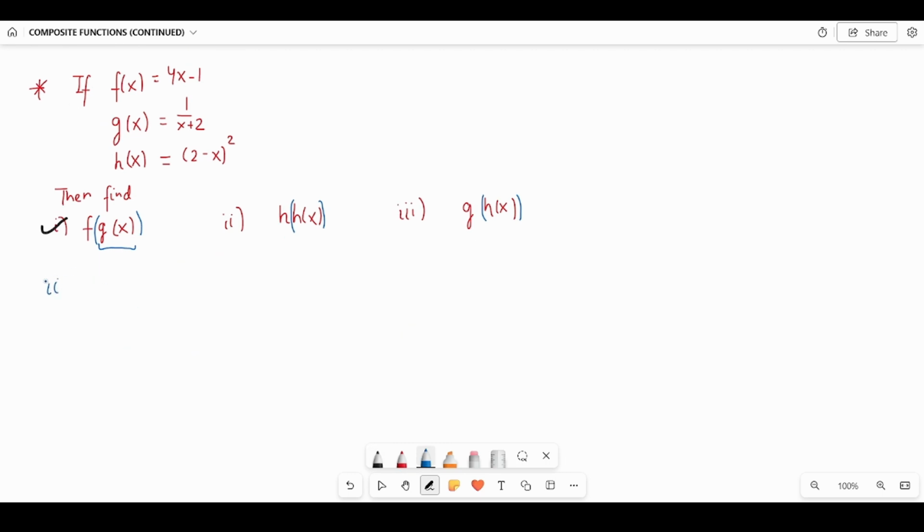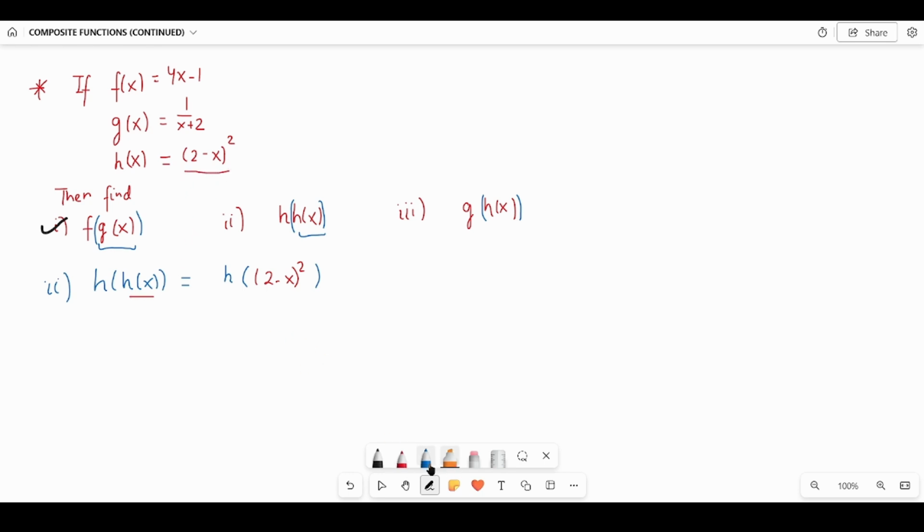Let's do the second one now. So in the second question, we have to find the value of the composite function h of h of x, where h of x is acting as your input. So again, I will repeat, we will be putting the value of the function that is inside the parenthesis in the very first step. So we will get h of 2 minus x whole square, because you can see the value of h of x is 2 minus x whole squared.